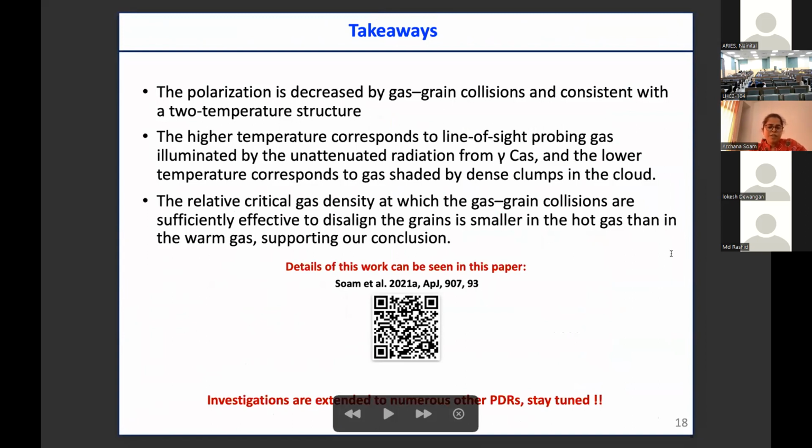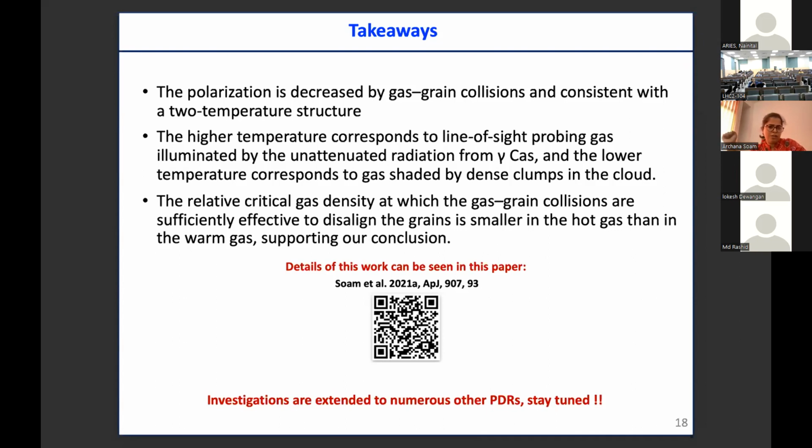We are extending this investigation to many PDRs, where we already have polarization observations either from near infrared or from optical, and we also have line measurements. One catch here is, why only CARMA and why only HCO+ observations? We only had these observations available by the time we started this investigation, but in future we are going to extend it to observations from GBT.